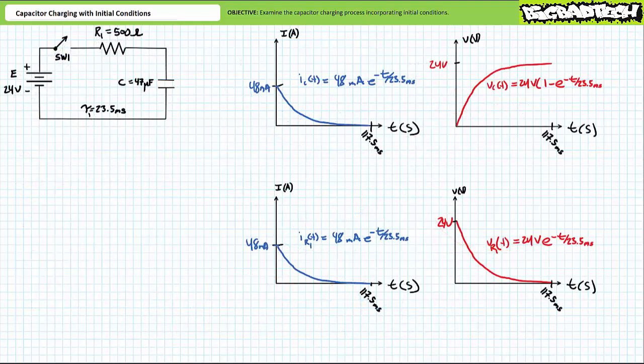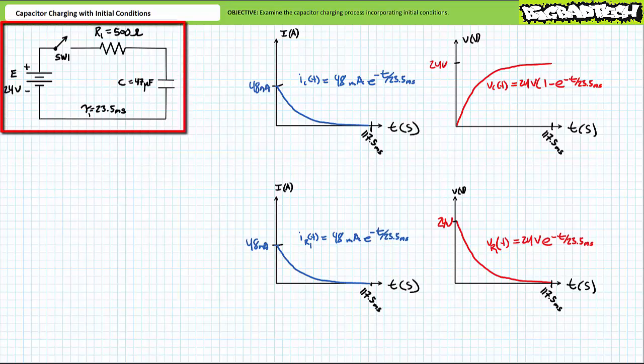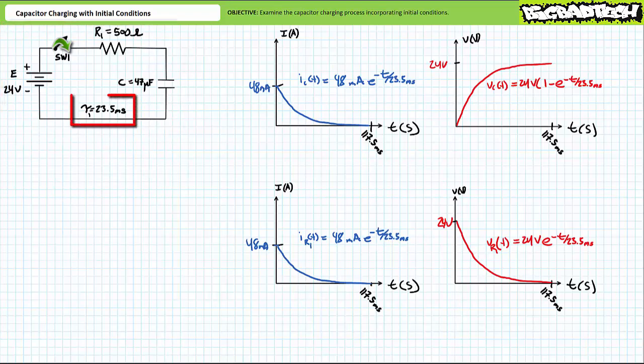Alright, let's move into another example, this time one building off what we learned in example 2 from the capacitor charging lecture. You'll recall example 2 was a series circuit consisting of a 24 volt source, a switch that closes at time t equals 0, a 500 ohm resistor, and a 47 microfarad capacitor. During the charging process, we learned it had a relatively long time constant of 23.5 milliseconds.